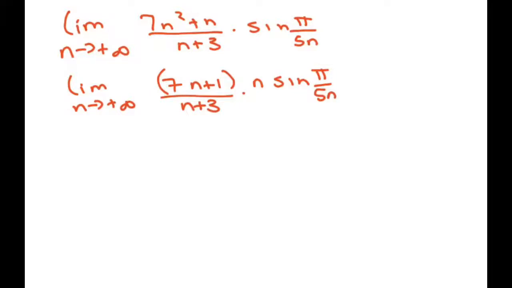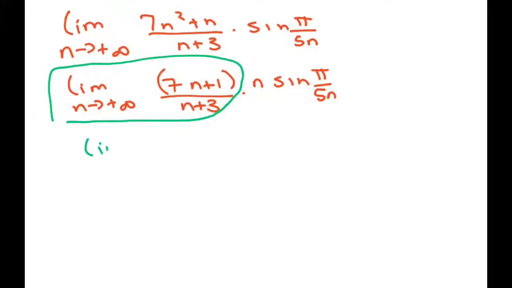Now what I can do is take the limit of this piece first, where I divide everything by n. So you have the limit as n approaches positive infinity, and if you divide everything by n, you get 7 plus 1 over n. And this piece, when you divide by n, you'll get 1 plus 3 over n.